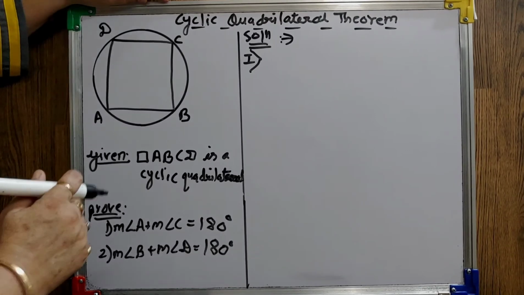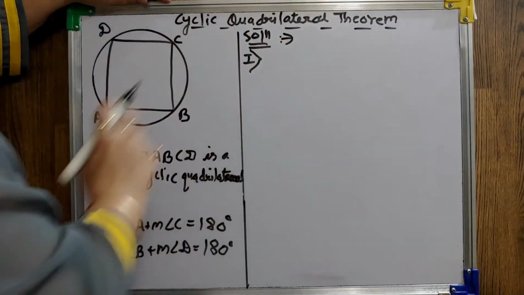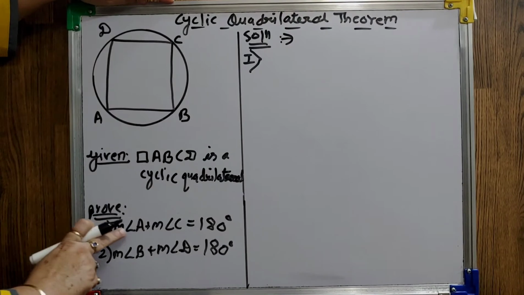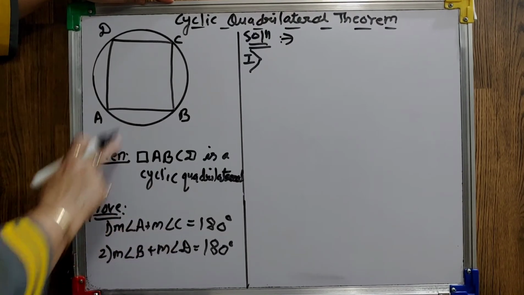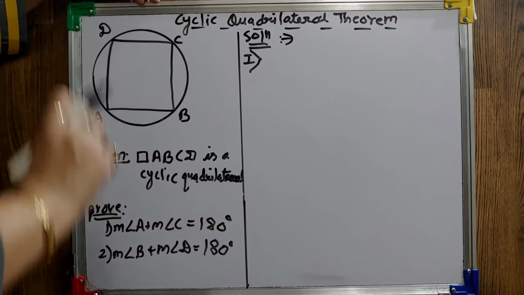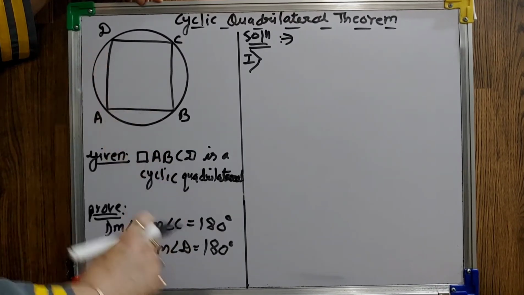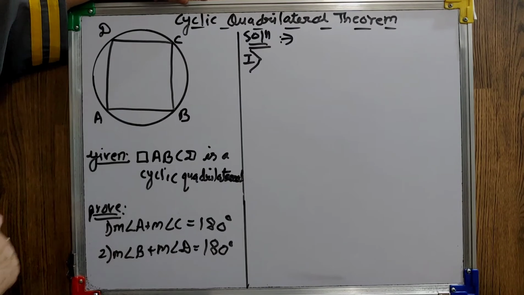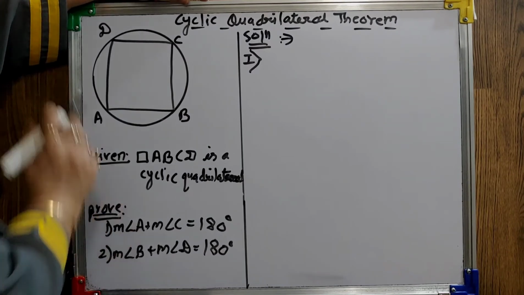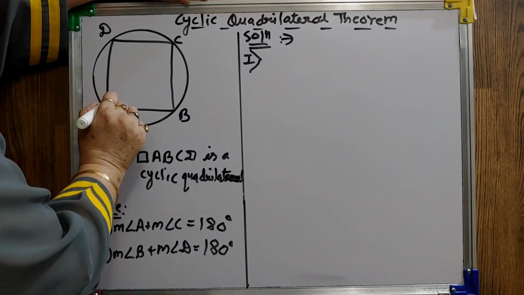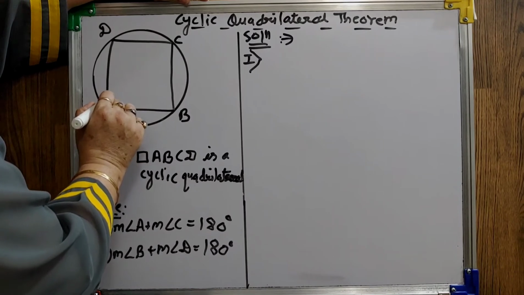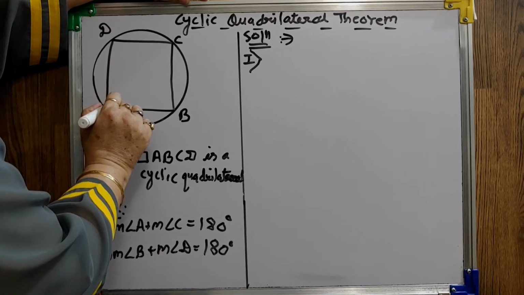Now, students, next one is the cyclic quadrilateral theorem, that the sum of opposite angles is 180. Means opposite angles of a cyclic quadrilateral are supplementary. That we have to prove. Now, first, when you concentrate on this angle, it is an inscribed angle.